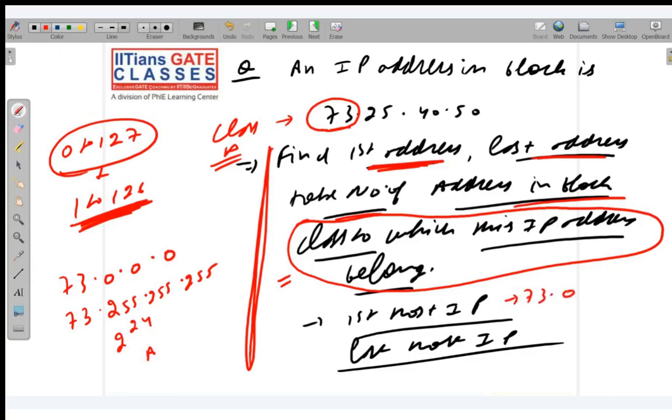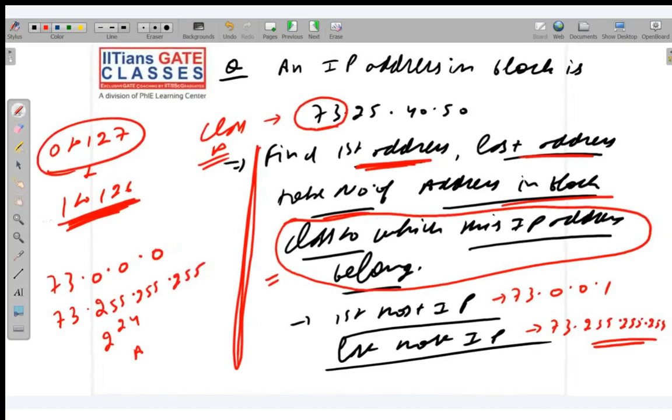First host IP address. Now they are saying for host. Last host IP. Now they are saying for host, 255.255.254. Any doubt here? Yes, sir. Okay, that's it. So now you can take the snapshot of this, and we will do another question like this. Done, sir.